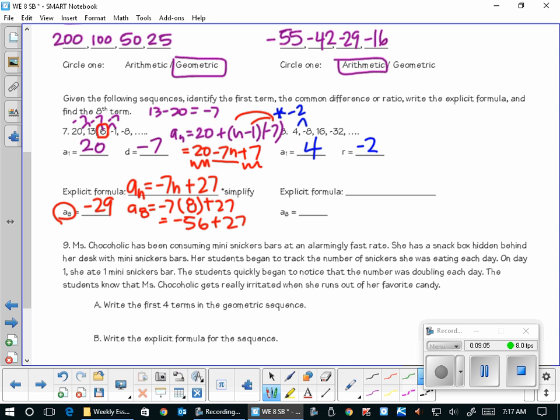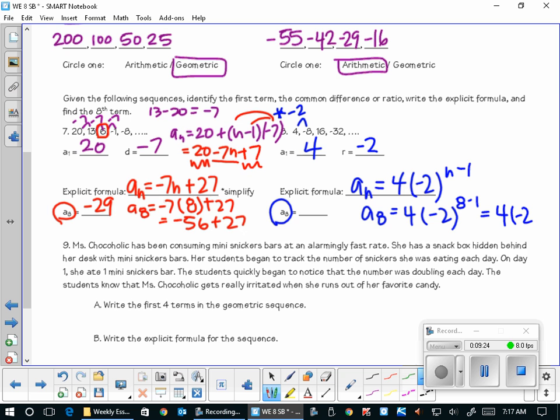We don't have to simplify this explicit formula. It's just basically a sub n equals your first term times your common ratio to the n minus 1. And then when we plug in a sub 8, we get 4 times negative 2 to the 8 minus 1. 8 minus 1 is 7. So 4 times negative 2 to the 7th, and now we can plug that into the calculator, and we get negative 512.